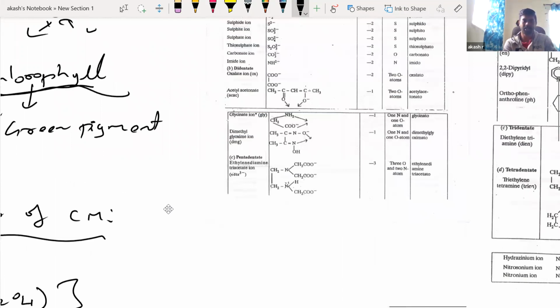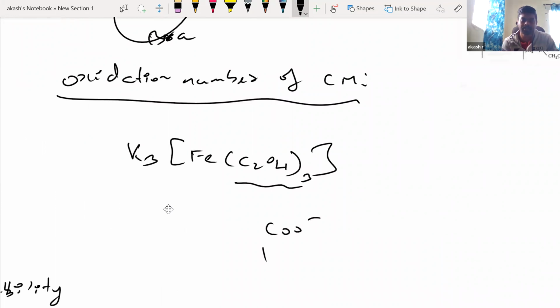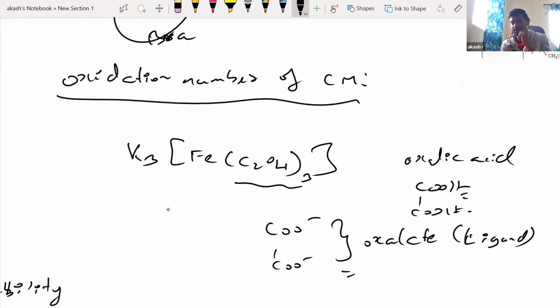Next, this C2O4 is what? C2O4 is nothing but COO minus, COO minus, and this is your oxalate ligand. We know oxalic acid is COOH, COOH. If I remove the H plus and H plus, you end up with COO minus, COO minus. We have to know the charge. It is nothing but C2O4 2 minus. That is how we represent this.